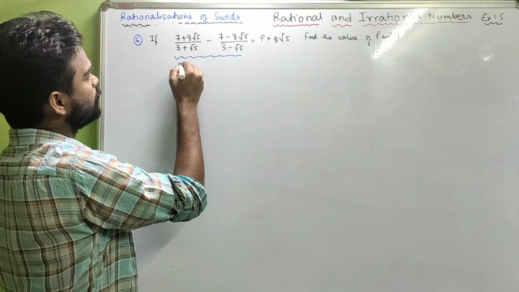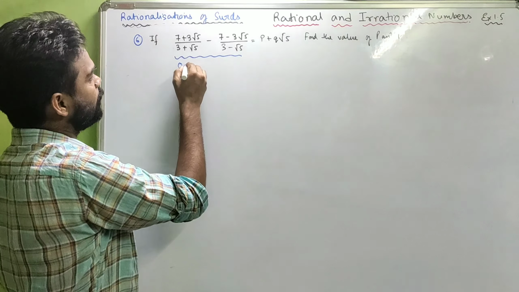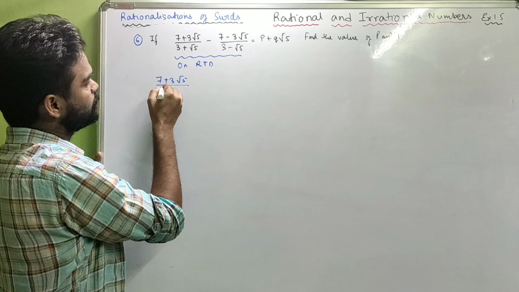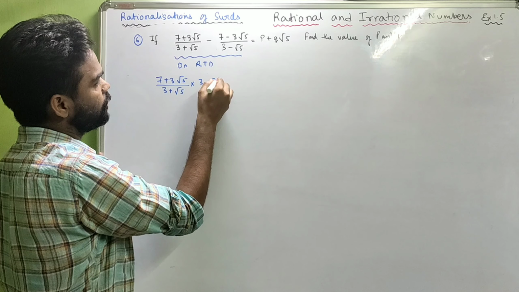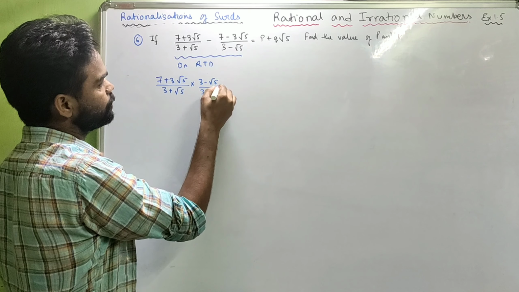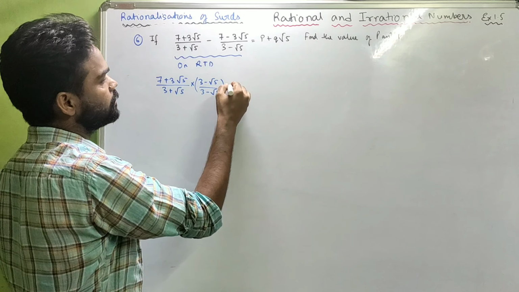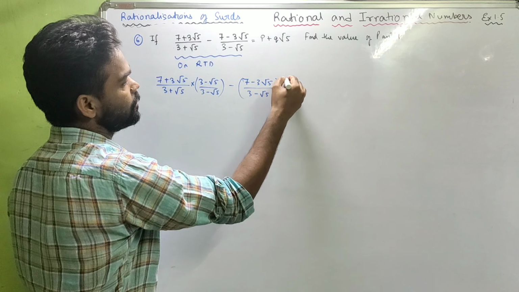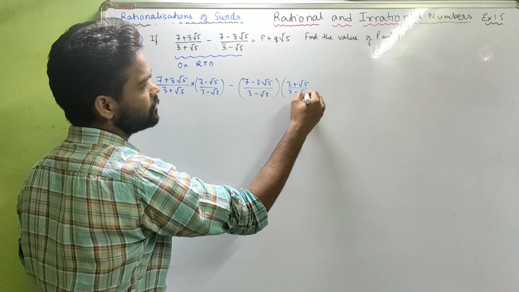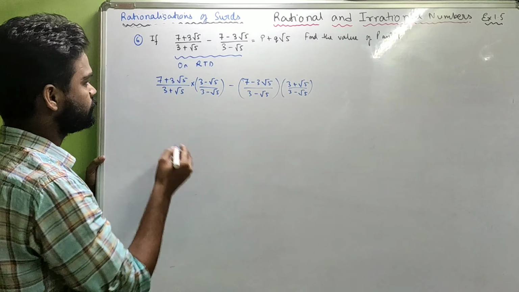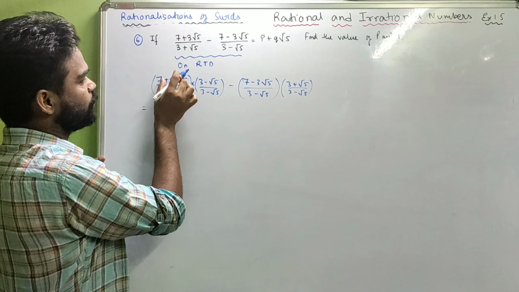How? Look over here. On rationalizing the denominator, 7 plus 3 root 5 by 3 plus root 5 multiplied with the conjugate of the denominator. Look carefully. Am I clear? Same over here, 7 minus 3 root 5 by 3 minus root 5 multiplied with the conjugate of the denominator. Am I clear? Now this is binomial multiplied by binomial.